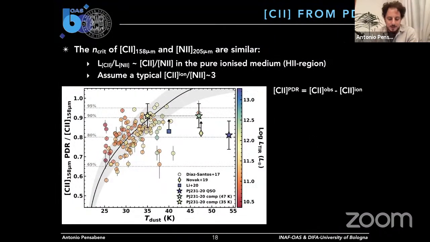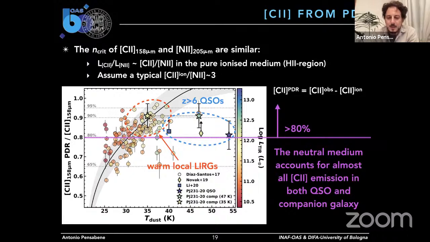Then we can study, for example, the fraction of C+ arising from the PDR. To do this, we assume the typical C+ over N+ ratio of 3 that is typically observed in H II regions. With this assumption, we computed the fraction of C+ arising from the neutral medium. The main result here is that the neutral medium can account for almost all the C+ emission, in both the quasar and companion galaxies of our study.